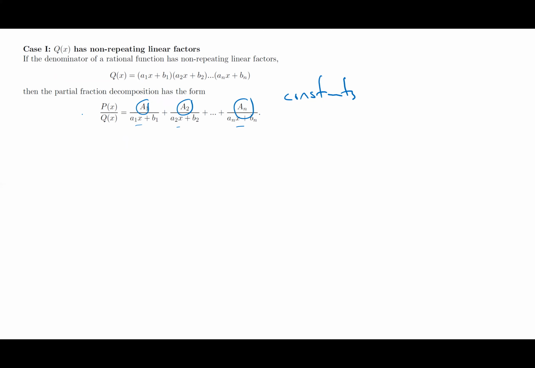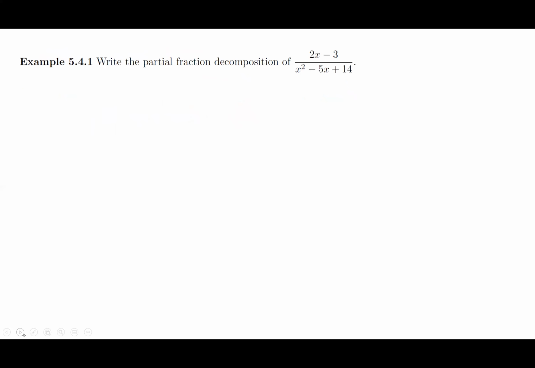Now there's a lot of notation here to get lost in, but let's make sense of it. And then after we do this next example, maybe go back and look at this definition here and find the pieces that we've discussed. So here we have the partial fraction decomposition of (2x - 3)/(x² - 5x + 14). And the first thing I want to do is factor, right? I need to factor my denominator.